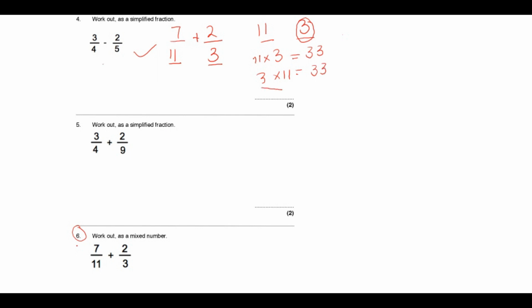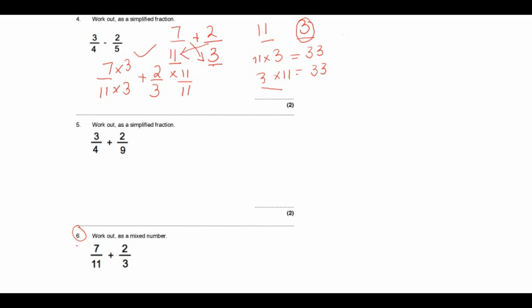7 by 11 is the first fraction, so write it as it is, 7 over 11, and then go to the second fraction's bottom number, which is 3, and multiply the top and the bottom by it. Now the second fraction: write it as it is, 2/3, and then go to the first fraction's bottom number, which is 11. Multiply both the top and bottom by 11.